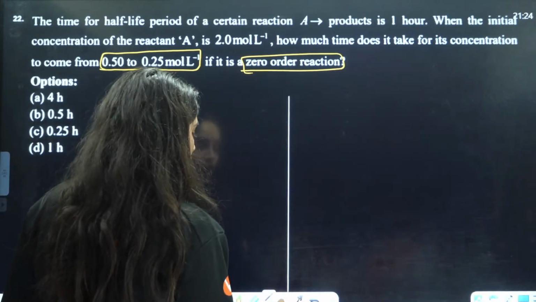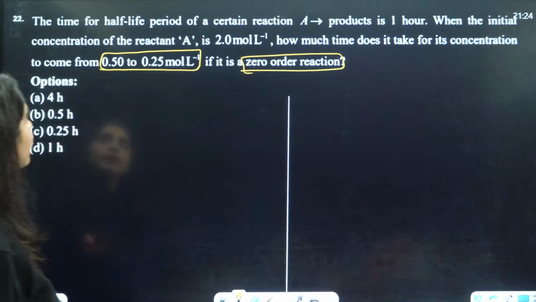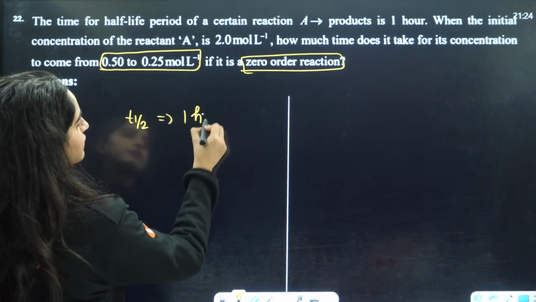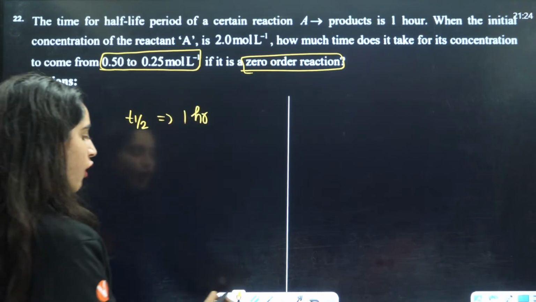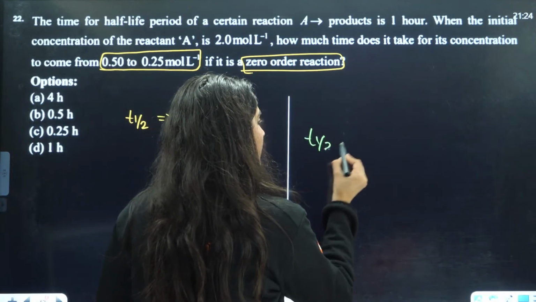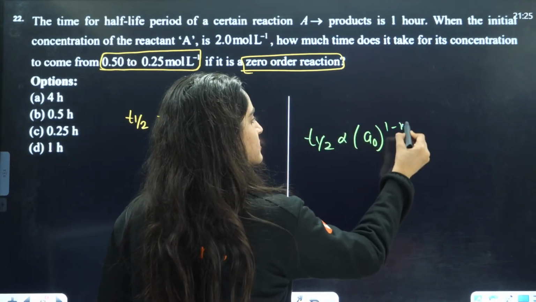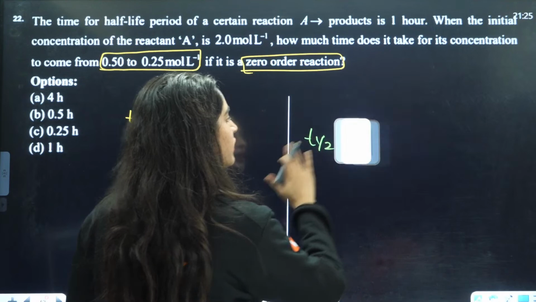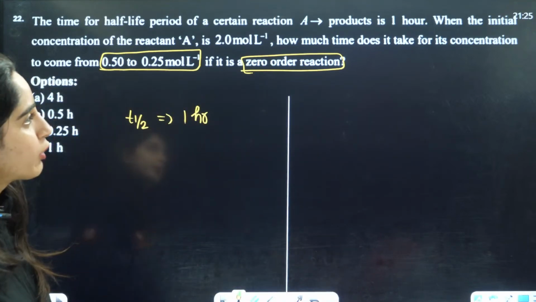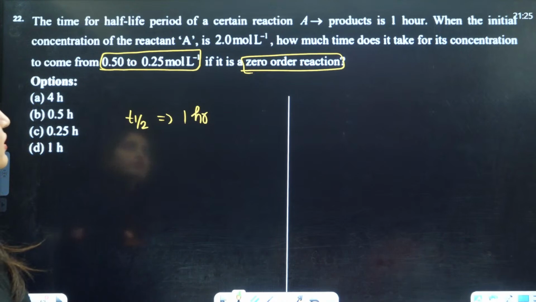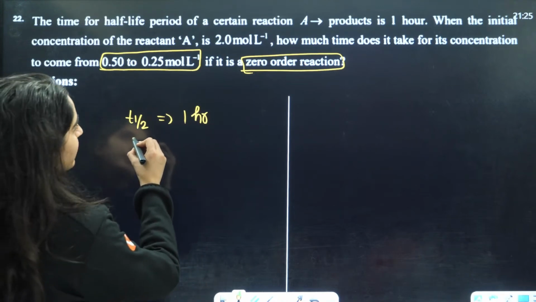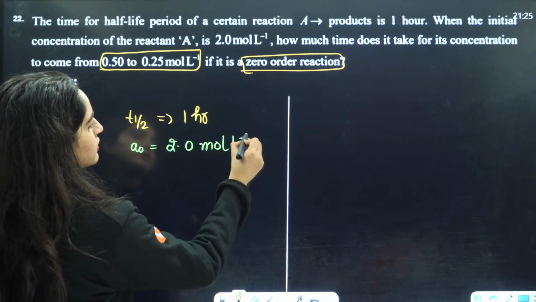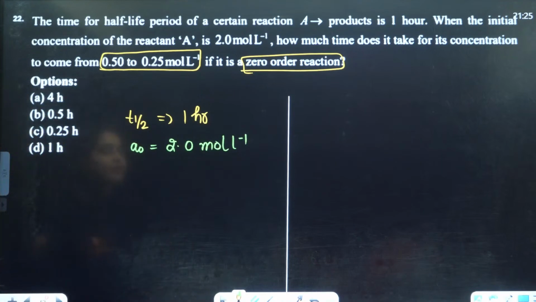So, how to solve this particular question? Simple thing is, just write down T half is given to be 1 hour for a reaction of zero order. For zero order reaction, we know that T half is directly proportional to A naught to the power 1 minus n. So it is dependent on A naught, it is not independent of A naught. When the initial concentration of the reactant, A naught, is given to be 2.0 mole per liter, then the half-life is 1 hour.